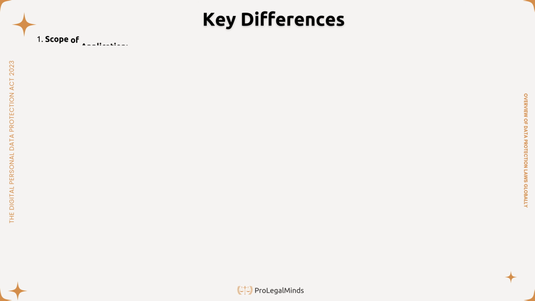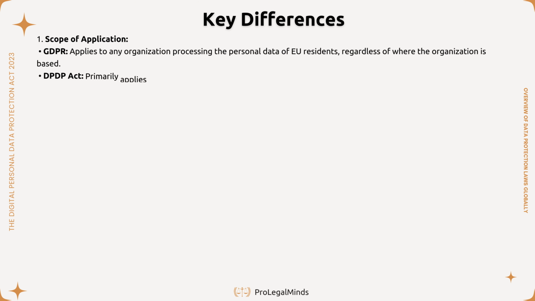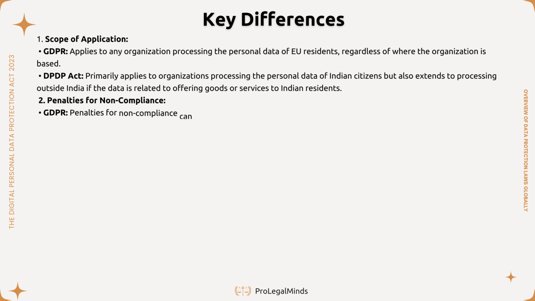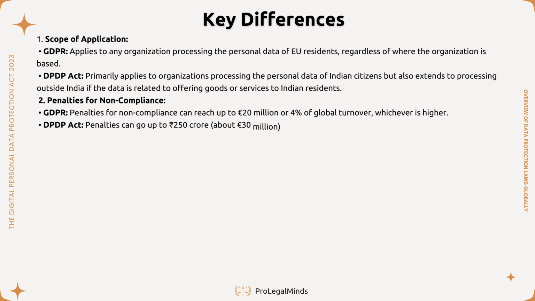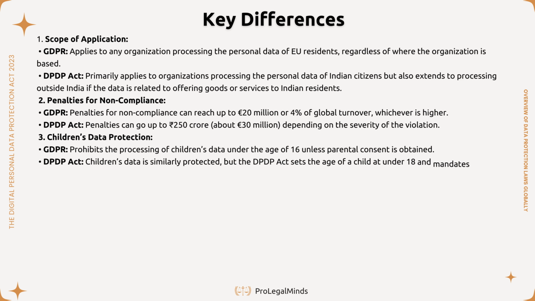Key differences. Scope of application. GDPR applies to any organization processing the personal data of EU residents, regardless of where the organization is located. DPDP Act applies primarily to Indian organizations processing the personal data of Indian citizens. However, it also applies to data processing outside India if the data is related to offering goods or services to Indian residents.